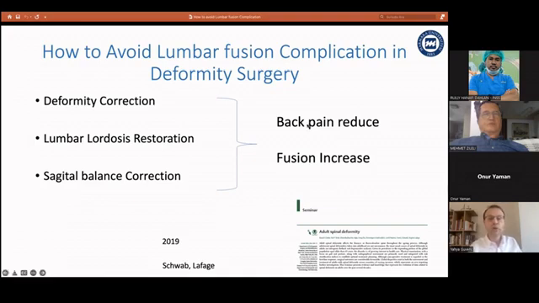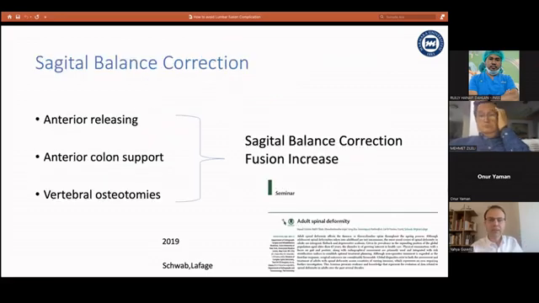And how to avoid lumbar fusion complications in deformity surgery, because we have some high risk in deformity surgery. We use these fusion techniques, but in deformity surgery, the risk is high, related to instrumentation and sometimes to technique. Because of that, there are some preventive techniques. For example, if we make a good deformity correction and achieve good lumbar lordosis and sagittal balance, we get strong fusion at the same time, and we see the patient's back pain reduce. This is very important: correction of deformity and getting lumbar lordosis. And we need to make sagittal balance corrections.